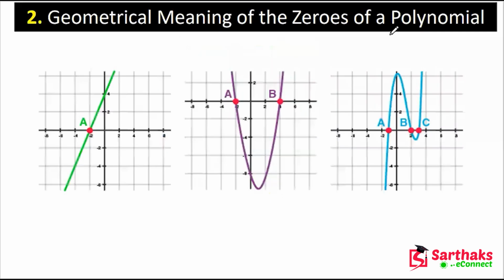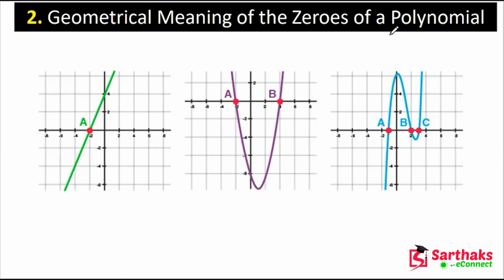Yes. So now in the previous lecture you learnt what polynomials are, types of polynomials, what is degree, and what are zeros of a polynomial. Now here we learn about the geometrical meaning of the zeros of a polynomial. It is a very amazing and interesting topic.